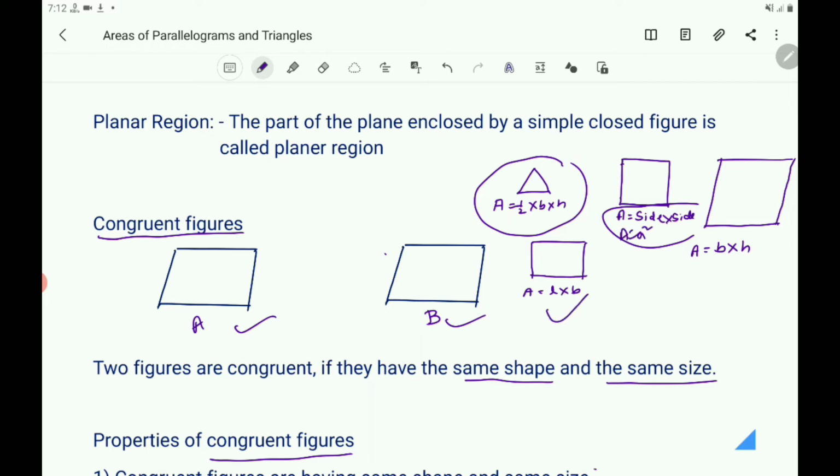And what is the formula to find the area of the rectangle? Area of the rectangle equals length into breadth. That is A equals L into B, where L is the length, B is the breadth. And then what is the formula to find the area of the parallelogram? The area of the parallelogram equals base into altitude. That is A equals B into H, where B is the base and H is the altitude.